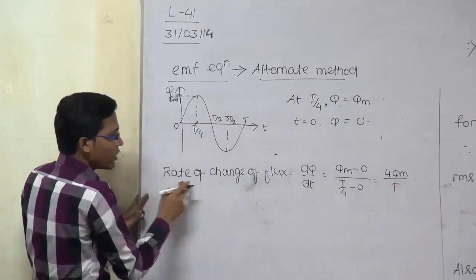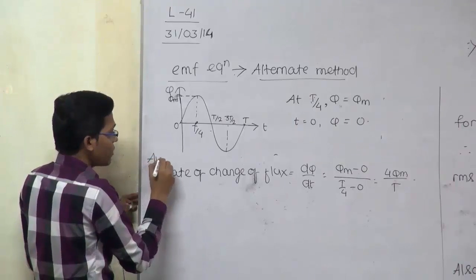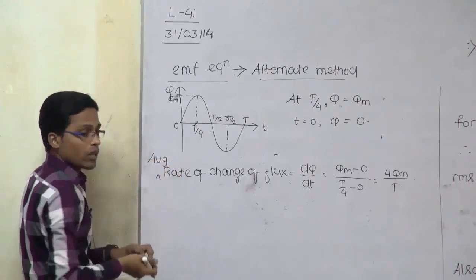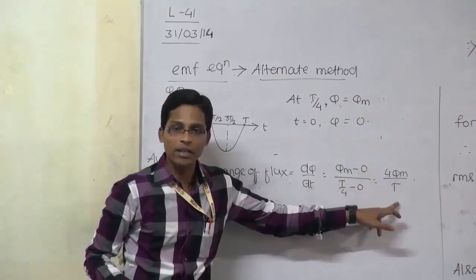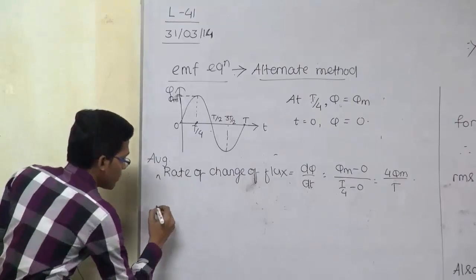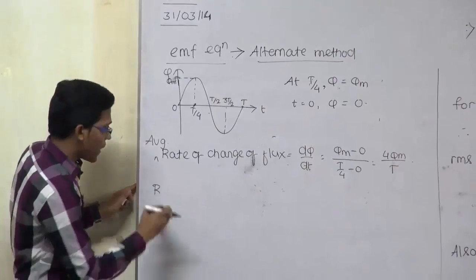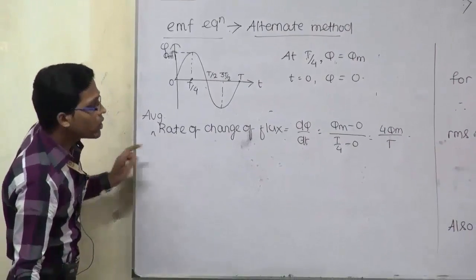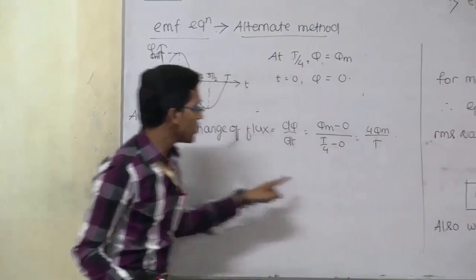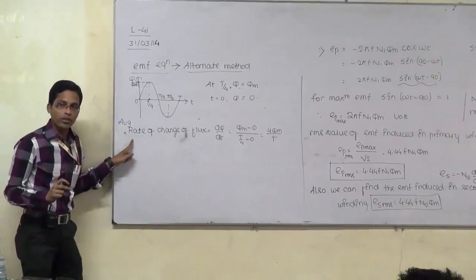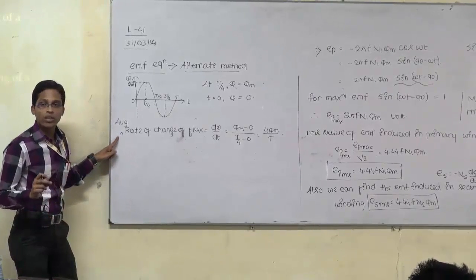So we got the rate of change of flux, and this is called the average rate of change of flux. Average rate of change of flux is equal to 4 phi m divided by T. Then from this average value, we will find the RMS value. Because whatever voltage we found here, we found the RMS value of the voltage. So here also we will find the RMS value of the voltage, and for that you have to find the RMS value of the change in flux.